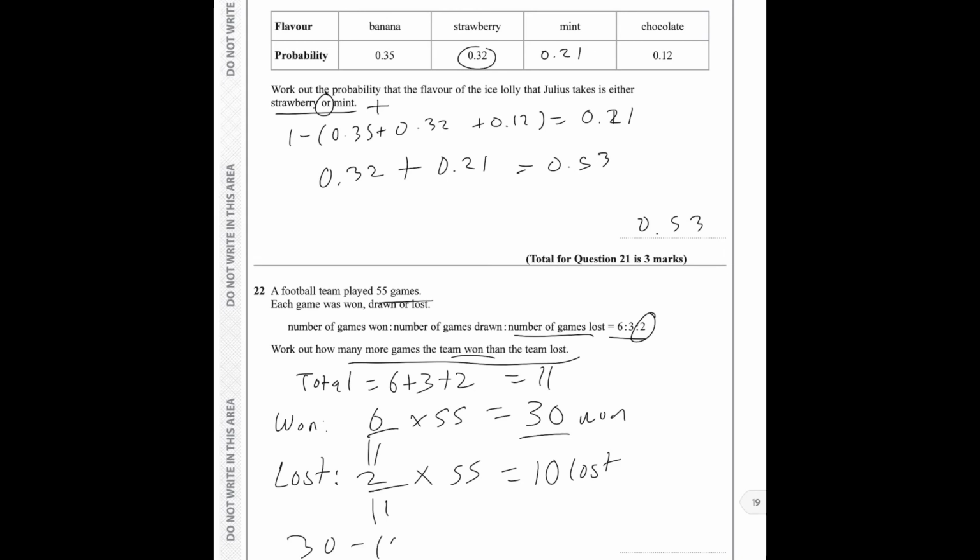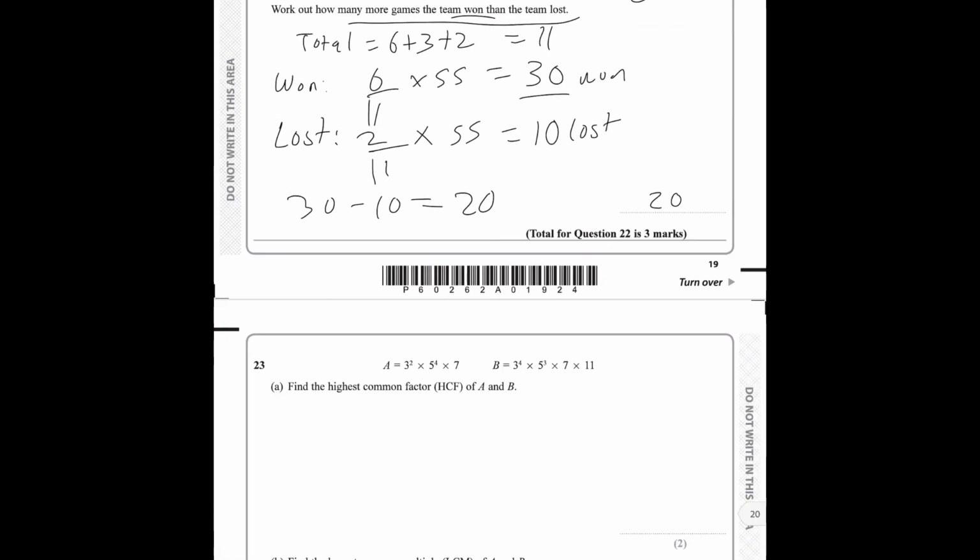Now, work out how many more games the team won. So you just need to do 30 minus 10 to give you the answer of 20. That's the difference. So you have 20 as your answer. It's pretty awesome. Okay.